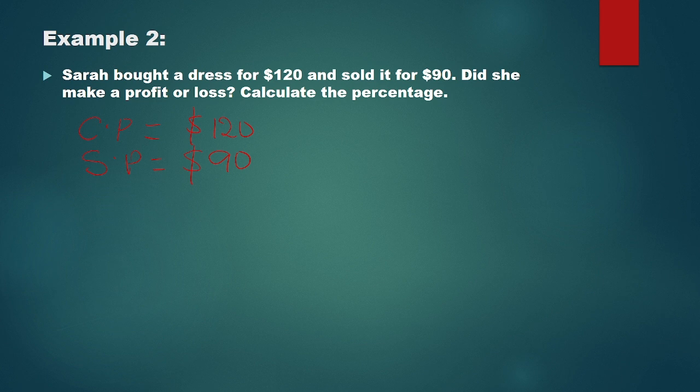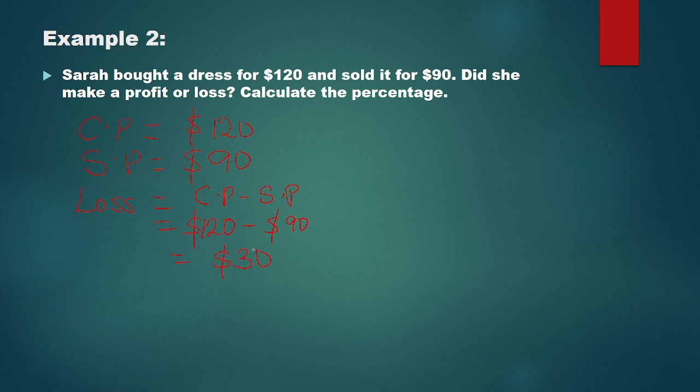Now, because our cost price is greater than the selling price, it means that she has made a loss. Don't forget, when your cost price is bigger than your selling price, you have made a loss. So she has made a loss. Now let's find out how much loss she made. That would simply be cost price minus selling price, which is $120 minus $90. So she made a loss of $30.